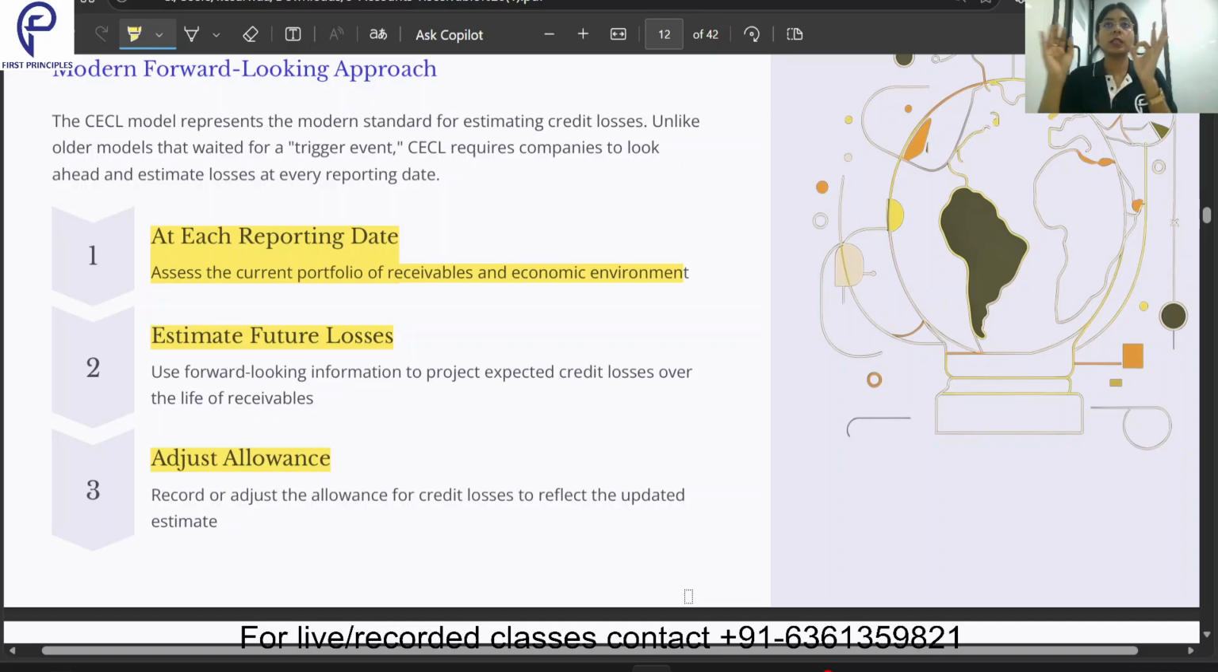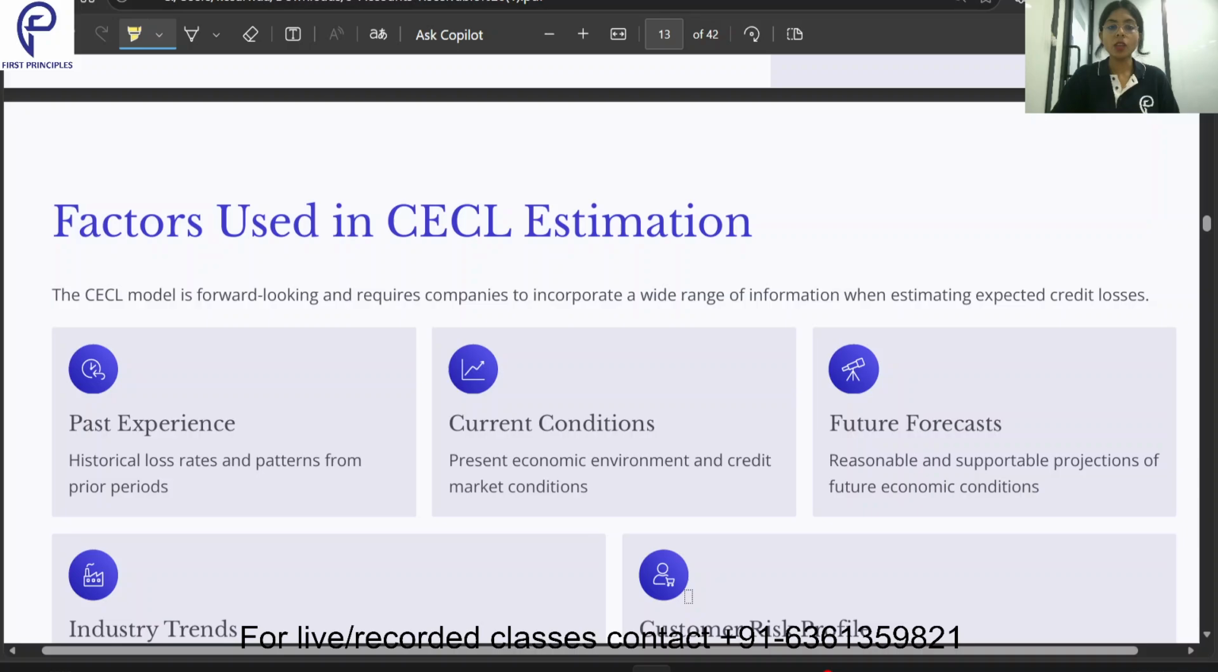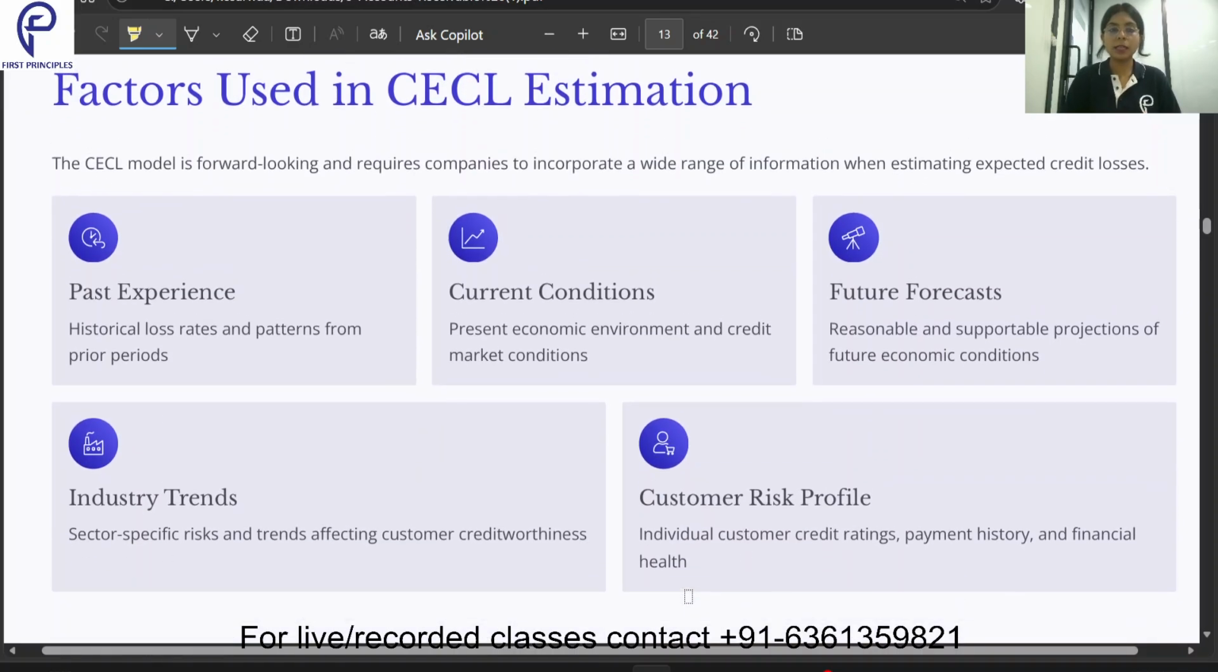So when I know that this much amount should be there in my allowance for credit loss account, accordingly we will add or maybe reduce the value from my allowance account. So this is a forward looking approach. Why? Because we are doing an estimate for the future. Coming to the factors that are used in CECL estimation, that is the company's expected credit loss.